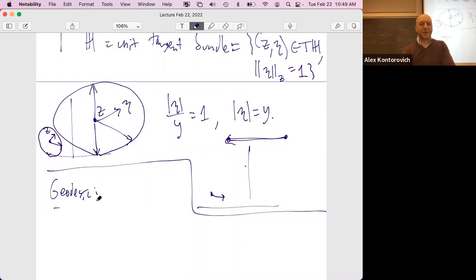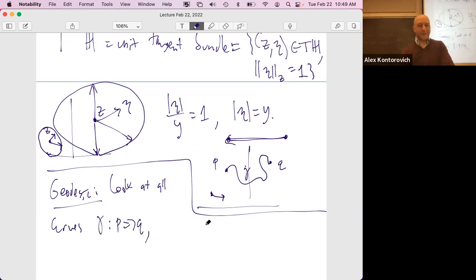So what is a geodesic? We already said if we have two points, let's say P and Q, we can consider all the curves, gamma, that take P to Q, and compute their lengths. And the distance d, let's call it d, from P to Q is the minimum over all such C1 curves from P to Q of the length of the curve.